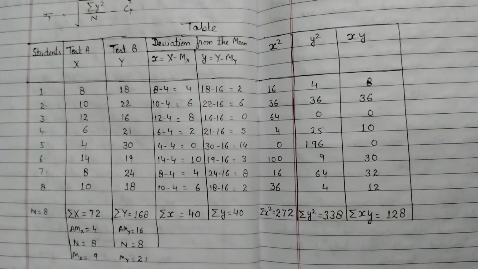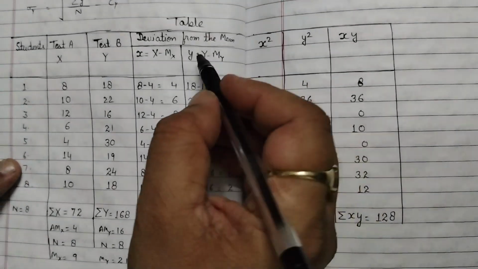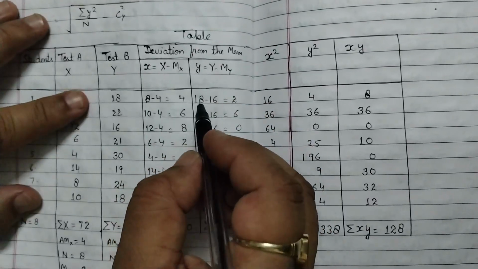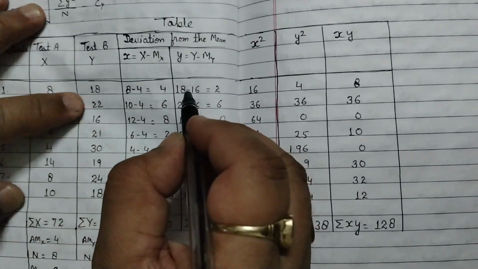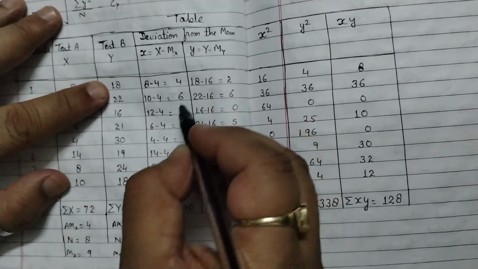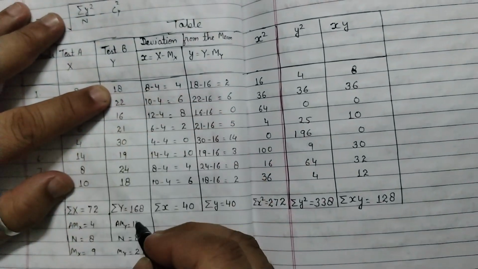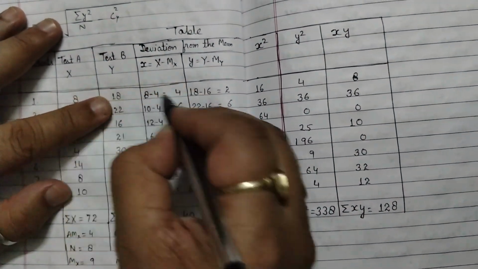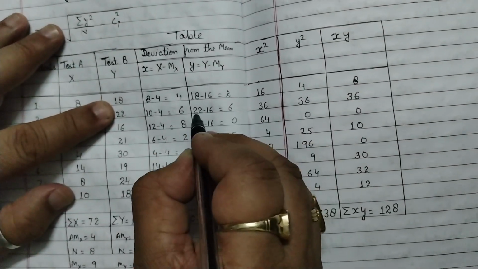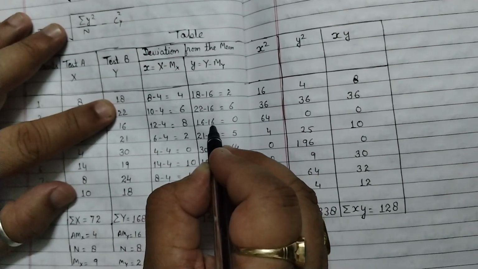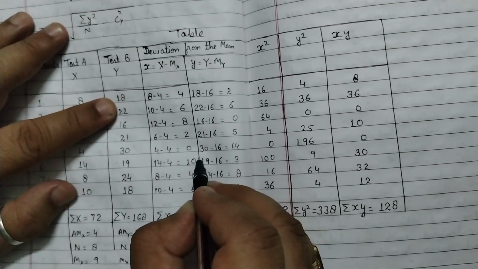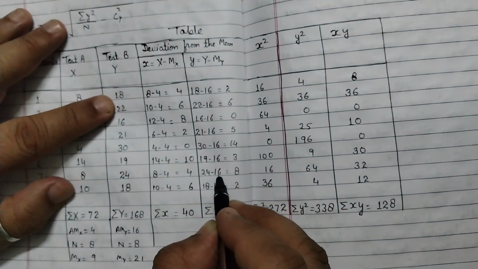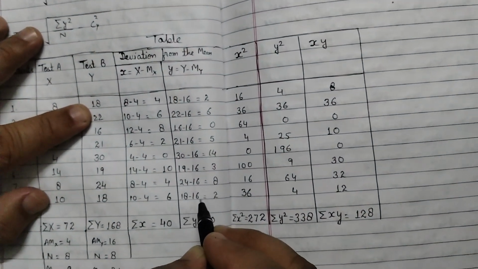Now next step is deviation from the mean, that is y. So to calculate y, let us prepare the column. Assume mean is 16, so each time 16 will be subtracted from the y score. So 18 minus 16, 22 minus 16, 16 minus 16, 21 minus 16, 30 minus 16, 19 minus 16, 24 minus 16, 18 minus 16.